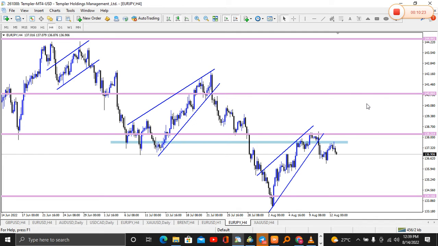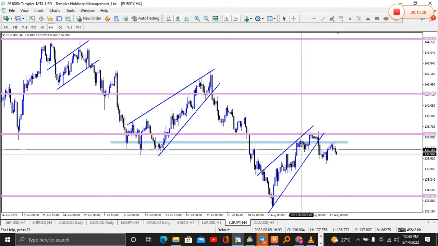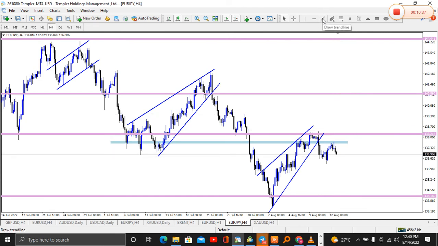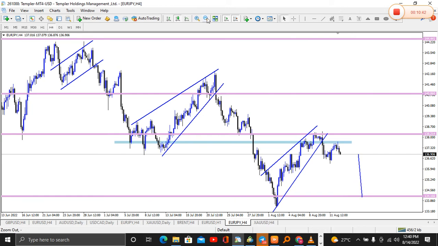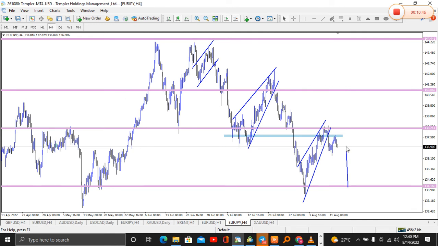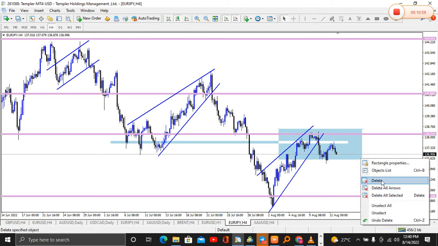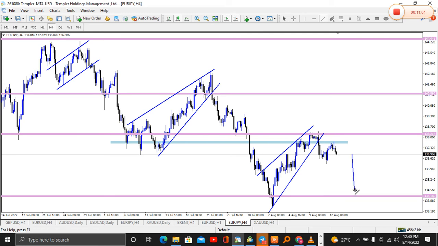Now for EUR/JPY, I can clearly see that we have a head and shoulders pattern. This is our left shoulder, head, and the right shoulder. Now we are expecting EUR/JPY to drop all the way to the downside. Why? First thing, we are in a downtrend. The second thing, EUR/JPY made a head and shoulders pattern on our major market key level, which is our resistance level. Now by all means, we're expecting EUR/JPY next week to drop to the downside.